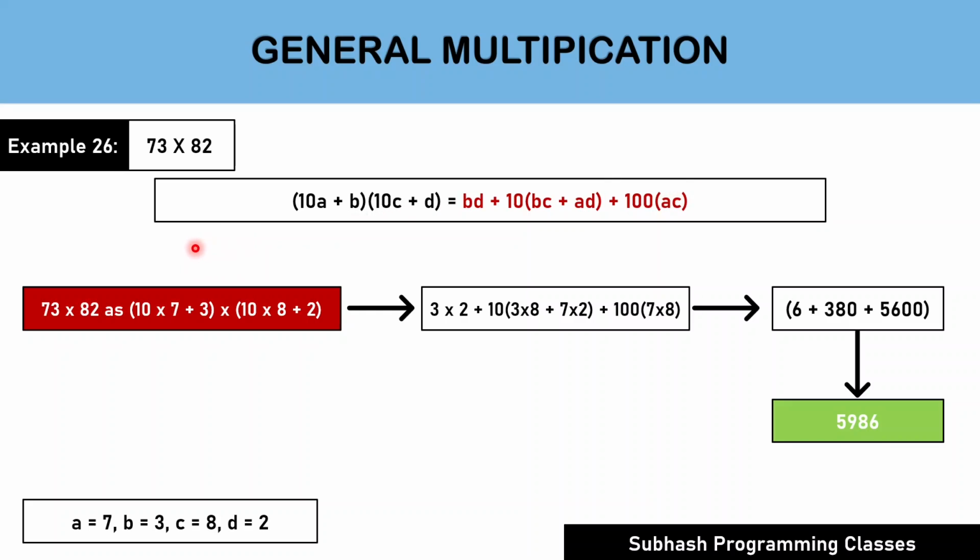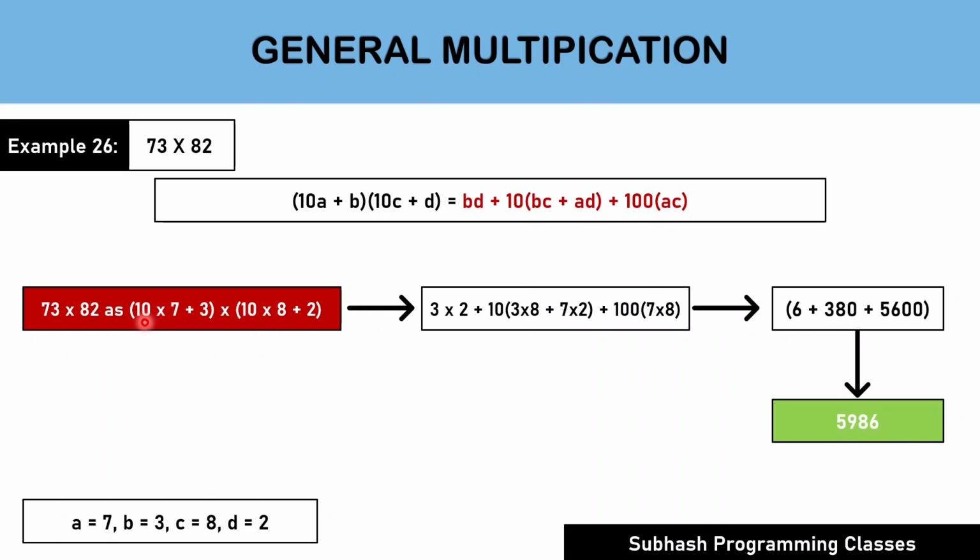Now, therefore, the problem 73 into 82 can be written as 10 multiplied by 7 plus 3, the whole multiplied by 10 multiplied by 8 plus 2. That is 10 multiplied by 7 is 70 plus 3 becomes 73, and 10 multiplied by 8 is 80 plus 2 becomes 82. Now, by seeing the expression, we can replace these values into the algebraic equation and then figure out the final answer.